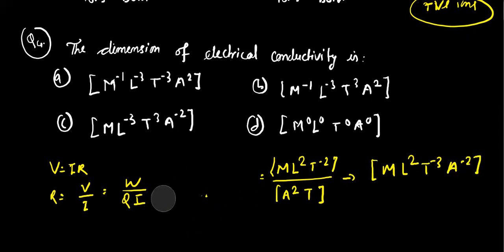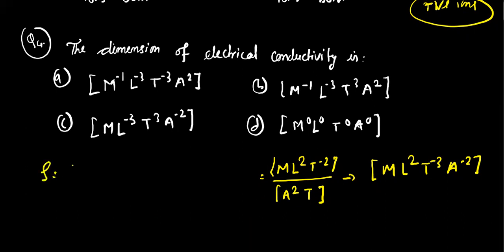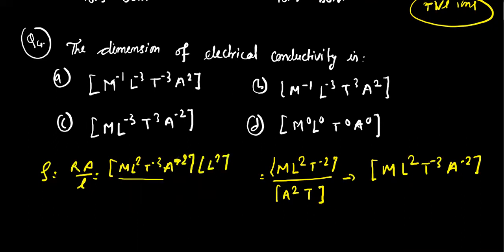Now I am going to use this dimension to find out the dimension of resistivity. Okay, so resistivity is equal to RA upon L. So dimension of resistance is ML²T⁻³A⁻², and this is L², and this is just L. So dimension of resistivity is M, L³, T⁻³, because one L will cancel out here, and A⁻².